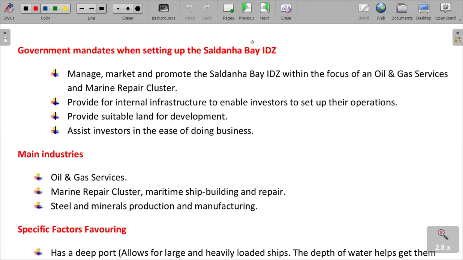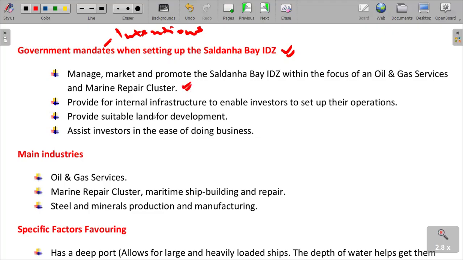Government mandate when setting up this bay. What was the government mandate there? The government intentions when setting up this one were to manage, market and promote the Saldanha Bay IDZ within the focus of an oil and gas services and marine repair cluster.